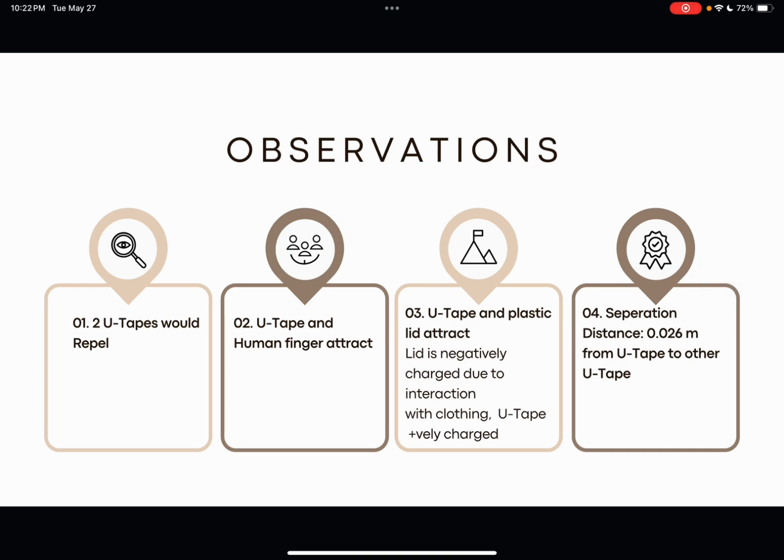The observations are that the U-tapes repel, a U-tape and a human finger attract, and a U-tape and a plastic lid attract. The plastic lid, we rubbed it with the cotton from our shirt, and that gave it a negative charge. And that meant the U-tape is positively charged. And the separation distance we found was 0.026.